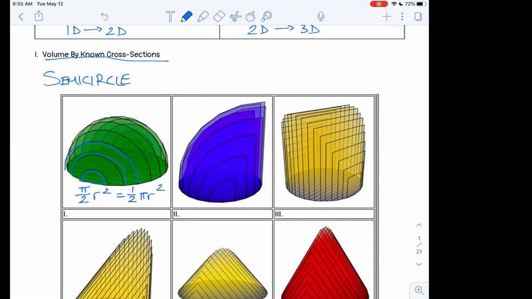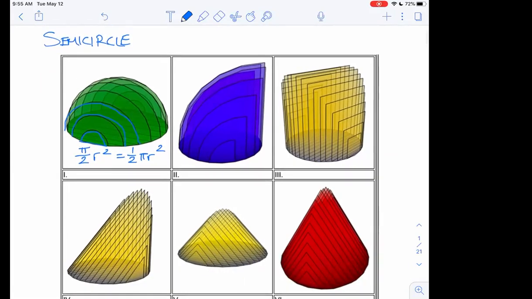Okay. All right. So what I'd like you to do is take a moment and look at the blue shape, the blue purple one next to the green one. And I'd like you to think about what shape those cross sections are and what equation you think we could use for the area of each cross section. Okay, so take a moment, look at picture number 2 or the blue one, and see if you can think about a name for the cross section shape as well as a formula for that cross section.